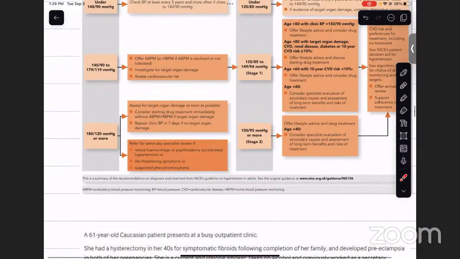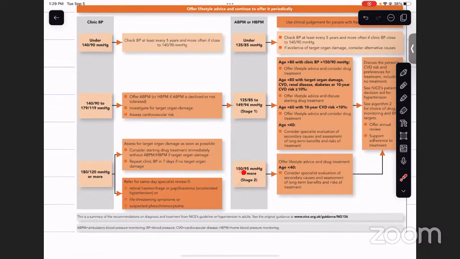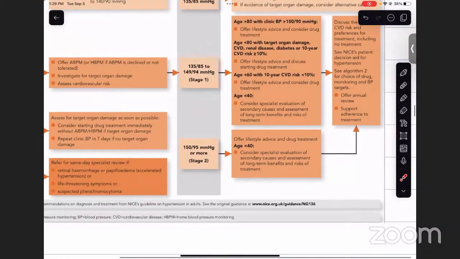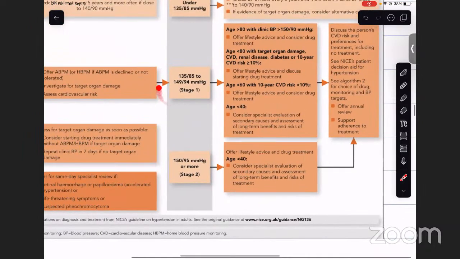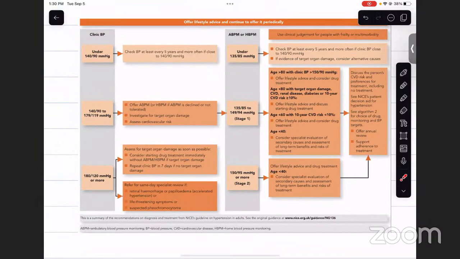Okay, if ambulatory or home blood pressure monitoring is 150 over 95 or more, this is stage 2 hypertension. So how will you manage this case? Like stage 1, if age is less than 40, we need to consider special evaluations to find out the secondary causes of hypertension. Okay, so these are the diagnoses of hypertension according to the NICE guideline. So you must know the target range of blood pressures, like clinical blood pressure, also ambulatory or home blood pressure monitoring. These are the steps for the management, and let's talk about it in a later slide.